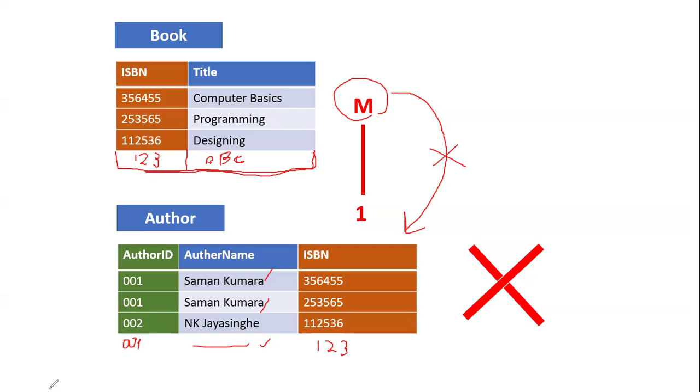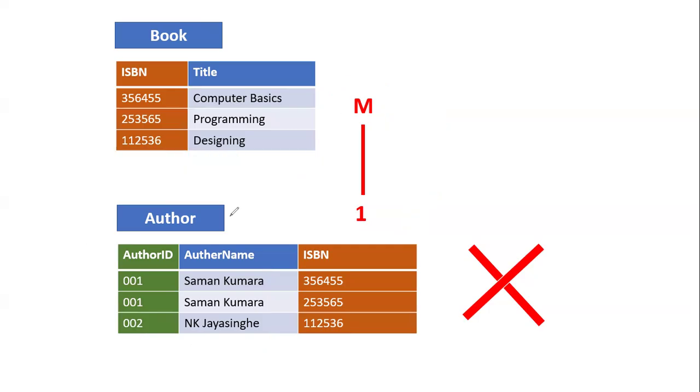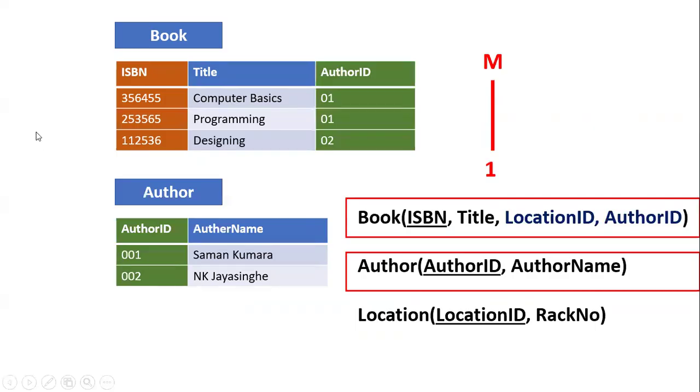Okay, then we'll see the other way, right? Here, what we have done is we have inserted the author ID into the book table.